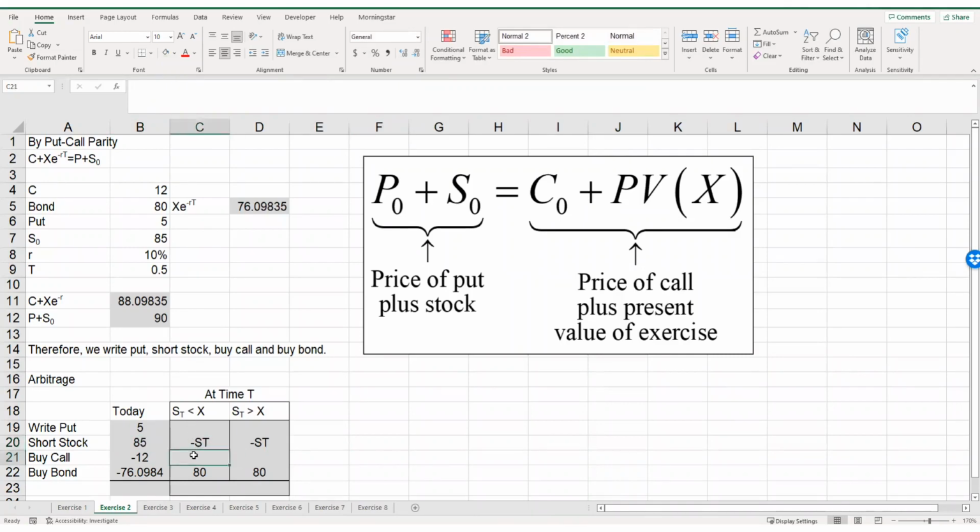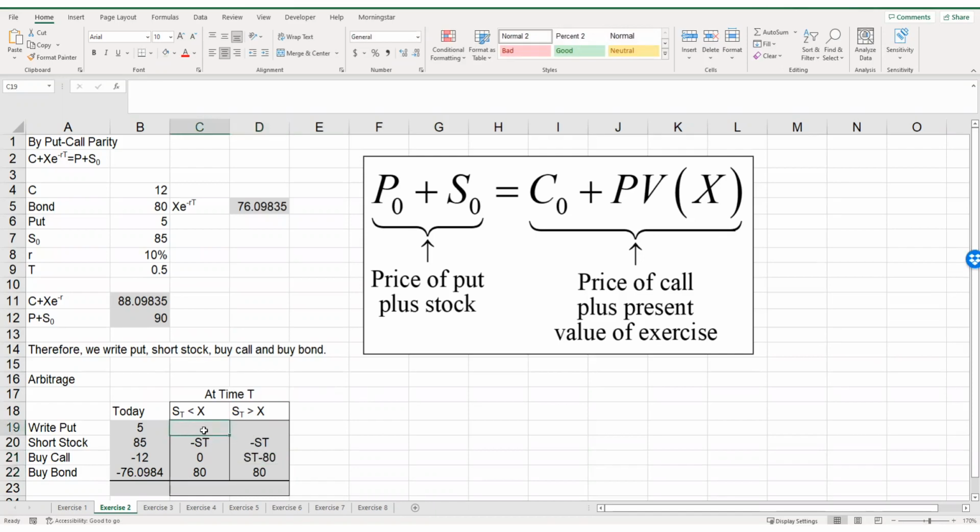And then for buying the call, if ST is less than the exercise price, no one will exercise it, so the call has zero value. If ST is greater than the exercise price, people will go for the exercise price to buy the option, so they will exercise the call option. So what you will get will be the difference. Your profit, the intrinsic value, will be the difference between the stock price and the exercise price.